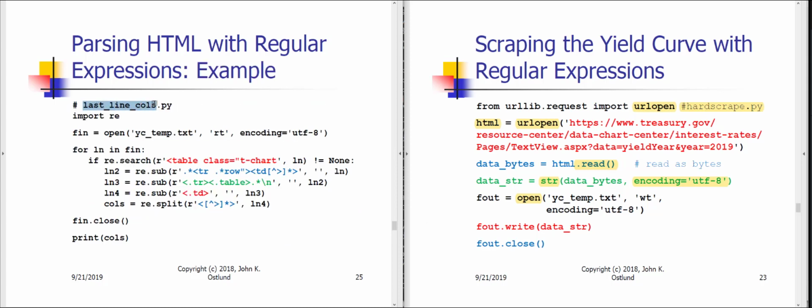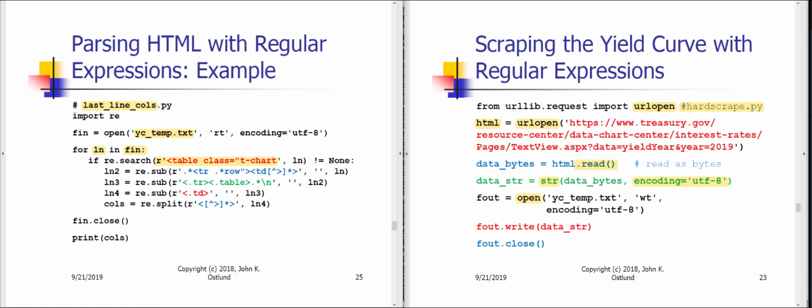Here we have a program called last line columns. What this program is going to do is just display the columns within the last line of data from my table, just as an illustration. So we're going to get the columns from the line for September 20th of 2019. For each line in my input file, I'm opening my yctemp.txt file as input. For each line in the file, I'm going to look at that line to see whether it contains my table class equals tchart notation.